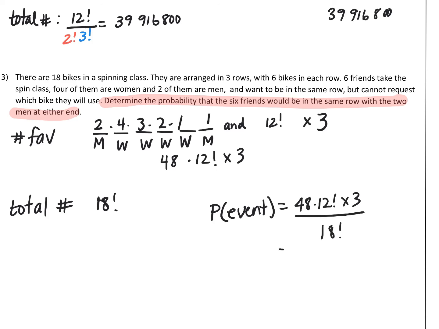And if you put that into your calculator, it comes out to be not a nice fraction, it comes out to be a decimal. So it's going to be 0.00001077. Okay, so it is a very minute possibility that these guys are going to end up in a row together with their friends when they go to their spin class. So that one is definitely the tougher of all of them.